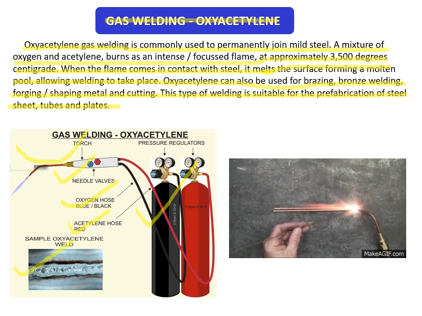Here we see the sample oxyacetylene welded joint. Here is the run of the gas welding oxyacetylene. In this animation we see how gas welding oxyacetylene is done on any metal workpiece.